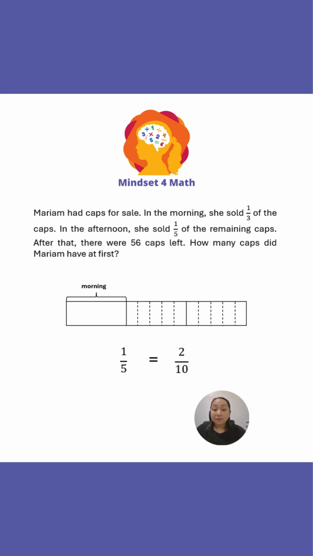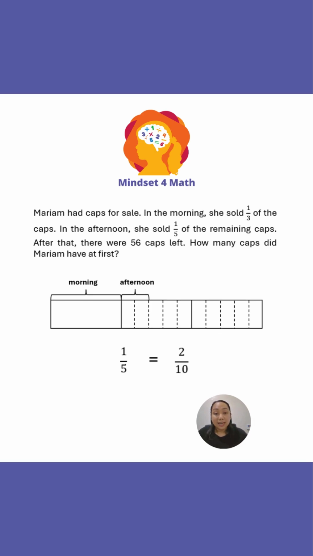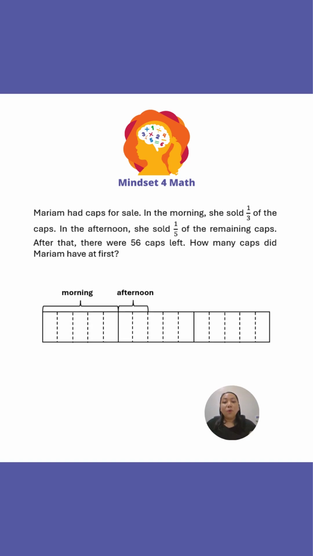We know that 1/5 is also equal to 2/10. This means that 2/10 of the remaining caps were sold in the afternoon. So I will mark the 2 units afternoon. Now I can already cut the one that we marked morning into 5 equal units as well. Now we have equal parts.